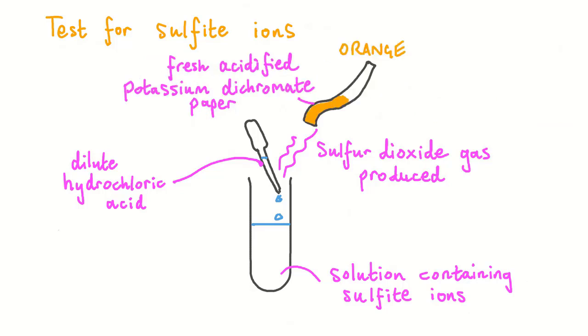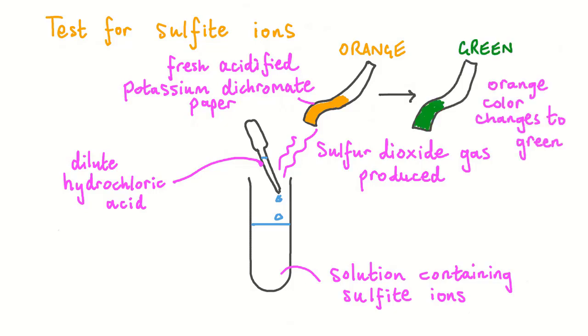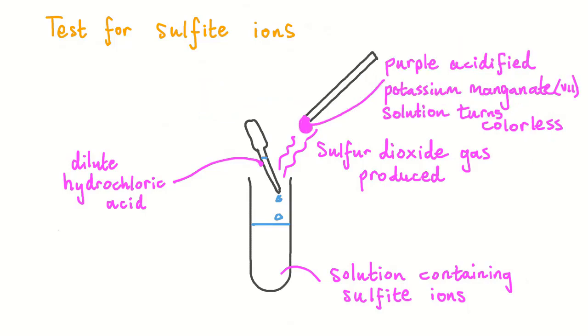Although sulfur dioxide gas is very soluble in water, its presence can be confirmed by using fresh acidified potassium dichromate paper. The damp paper will turn from an orange colour to a green colour. Alternatively, a drop of potassium permanganate solution, acidified with sulfuric acid, may be held in the gas using the tip of a glass rod. The purple solution, containing manganate(VII) ions, will become colourless as manganese(II) sulfate is produced.